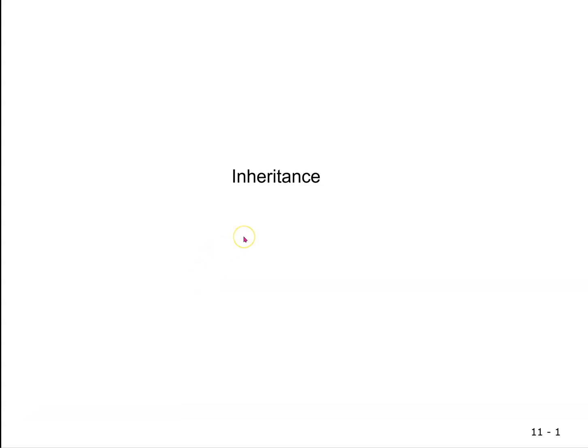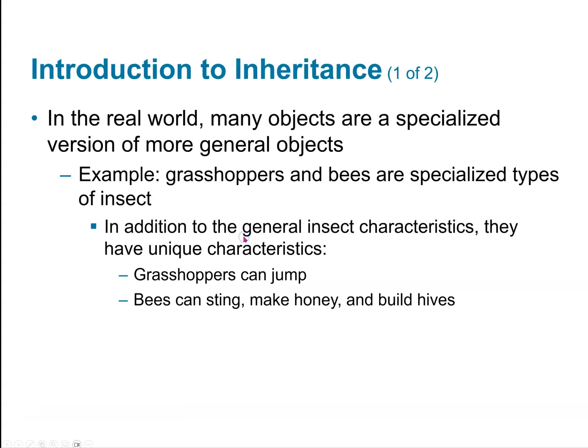In this video, we're going to talk about inheritance. In the real world, many objects are specialized versions of more general objects. Grasshoppers and bees are specialized types of insects. Pugs are specialized types of dogs. In addition to the general insect characteristics, they have unique characteristics. For example, grasshoppers can hop, bees can sting, make honey, and build hives.